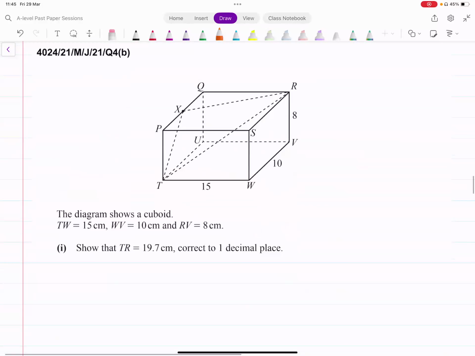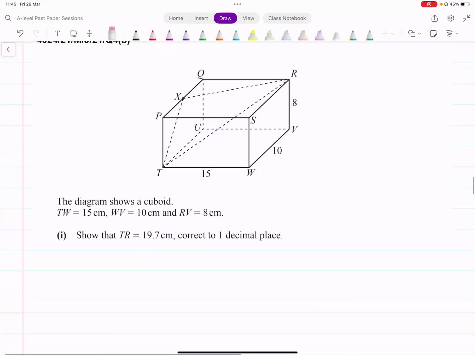Next one. So we have now, again, another 3D diagram. The diagram shows a cuboid. TW is 15 centimeters and WV is 10 centimeters. RV is 8 centimeters. You can see all of that information on the diagram already. Show that TR equals 19.7, correct to 1 decimal place. Now, what's TR? Let's look at the diagram and see what TR is. TR is this length here.